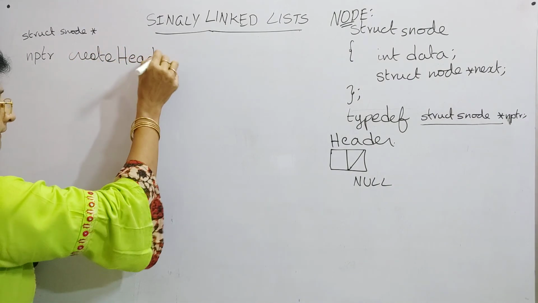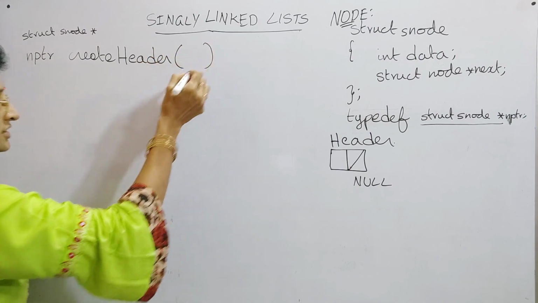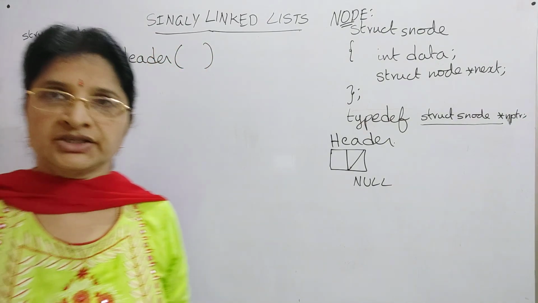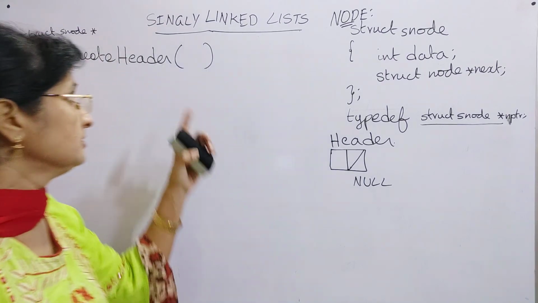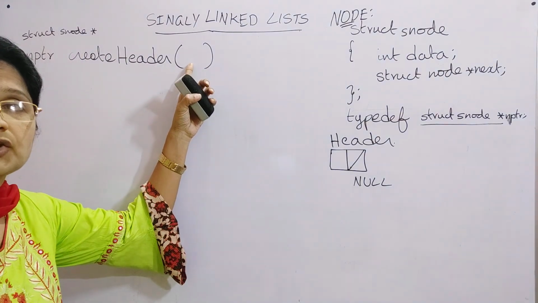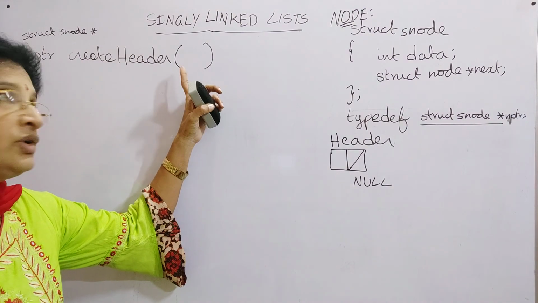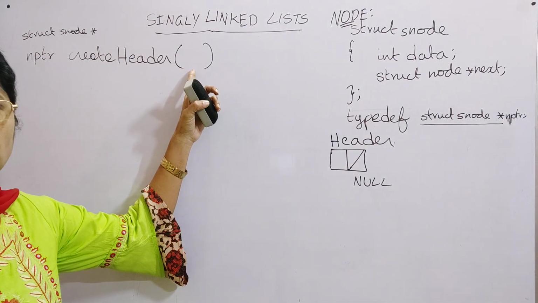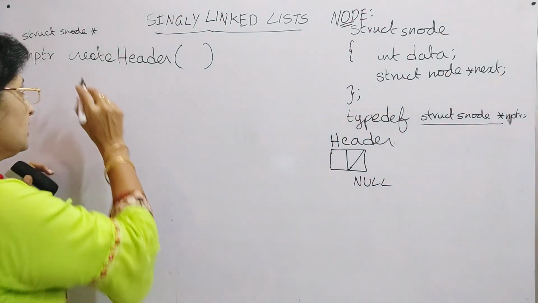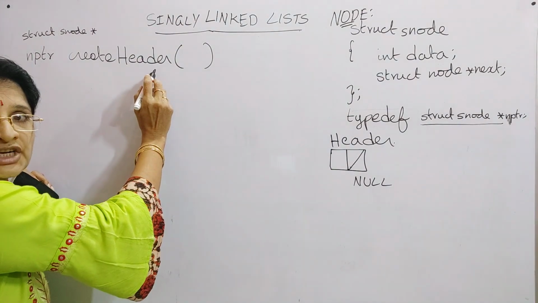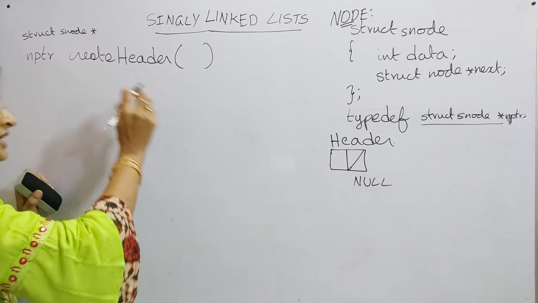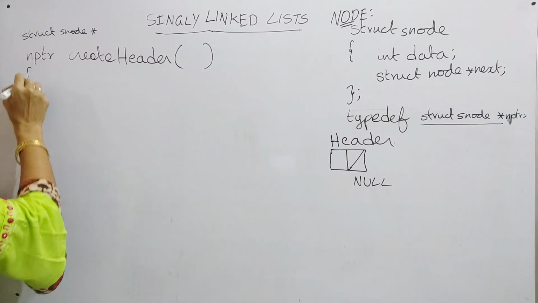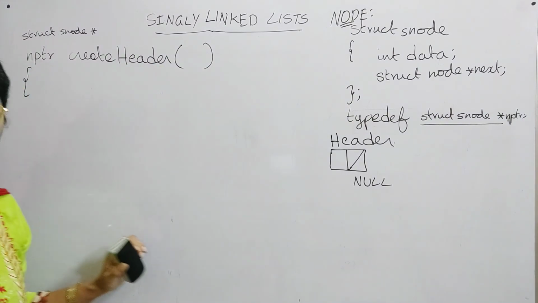Create header. And because we have not yet created any list, in the parameter list we are having nothing. So you can give it as empty braces or also as void. Our function name is create header. So now we are creating our header node.